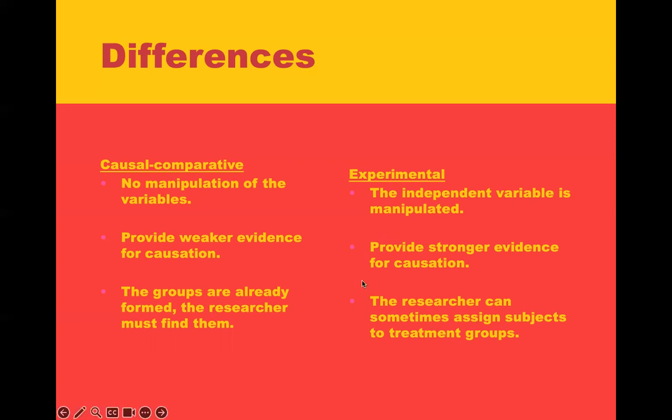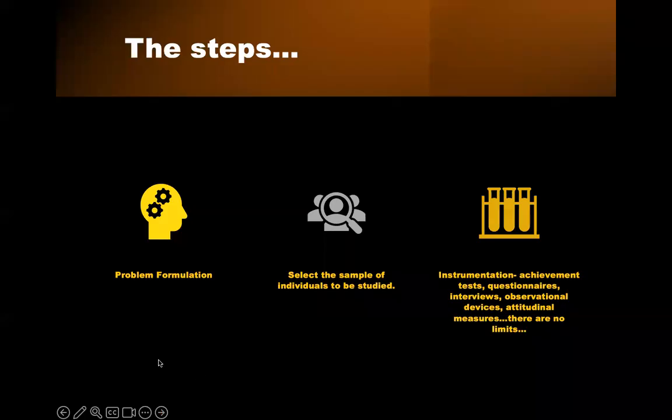In causal comparative, also, the groups are already formed, and therefore the researcher must consider them. Whereas in experimental, the researcher assigns subjects to treatment groups. That, of course, after balancing off intervening or moderating variables.